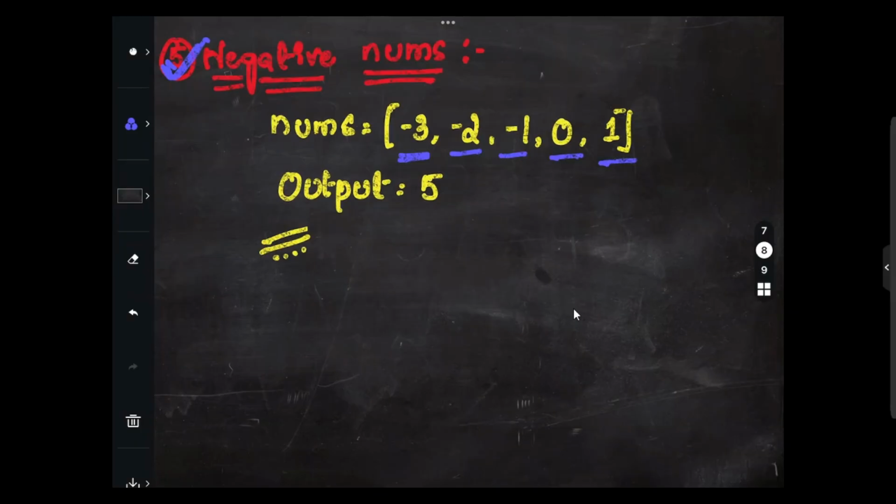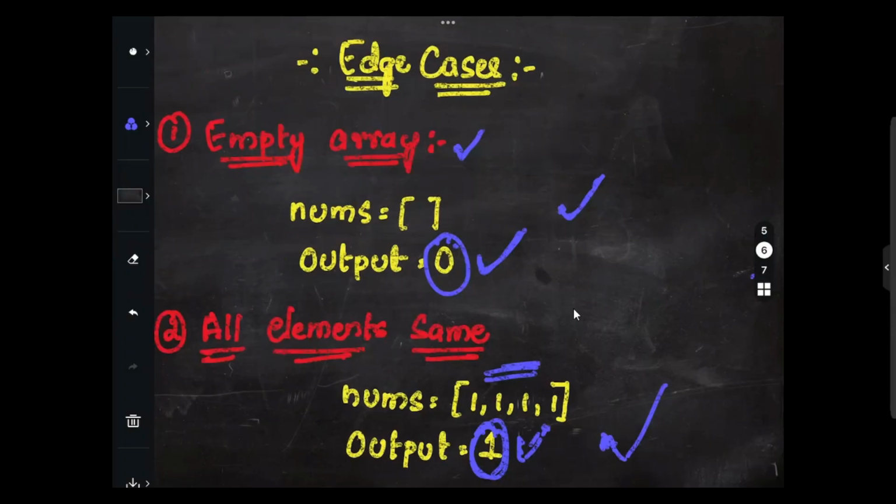So in this case, the longest consecutive sequence here is 5. So we have -3, -2, -1, 0 and 1, right? So the longest consecutive sequence here is 5 in this case. I hope this is clear.